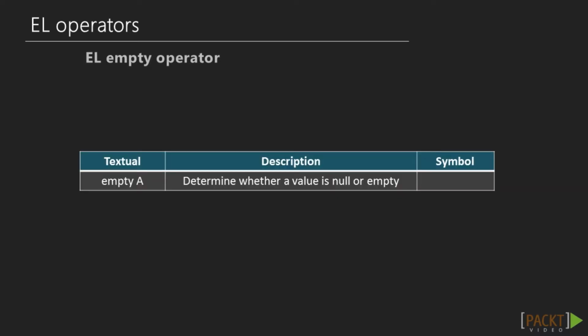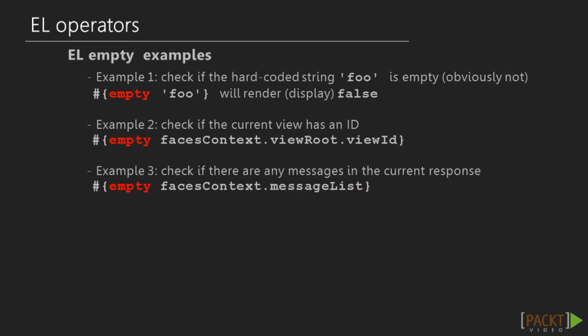The empty operator is used to determine if the given value is null or empty. It is commonly used for strings and collections, but it is also used to determine if certain objects are null. For example, we can check if a string is empty or if a list has items. If you take a look at the third example, you can see how to determine if the current response contains any kind of messages, such as error messages.